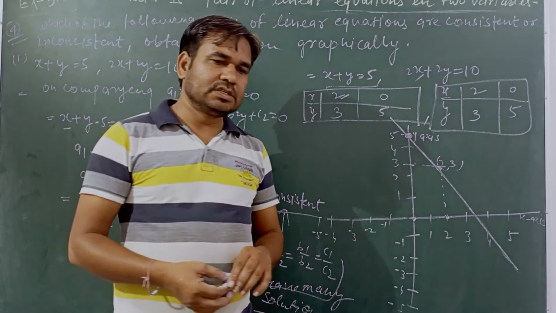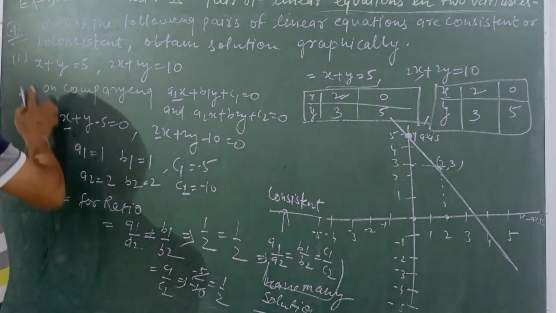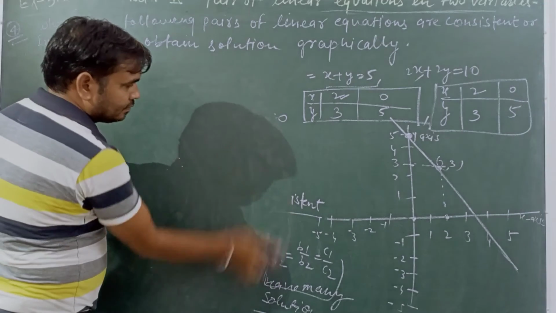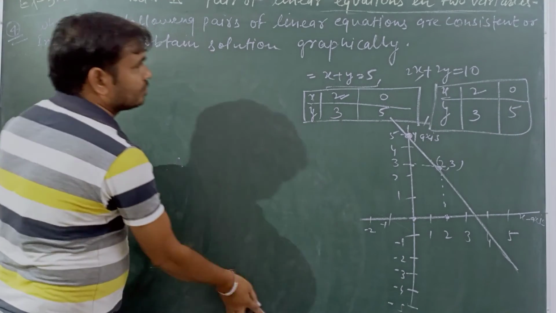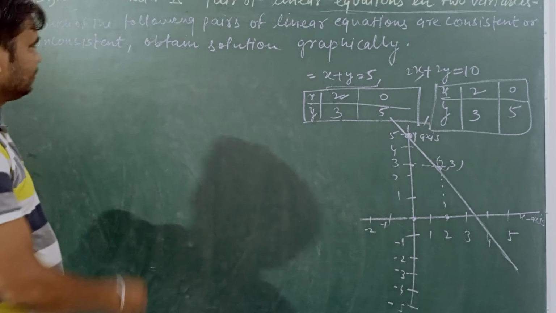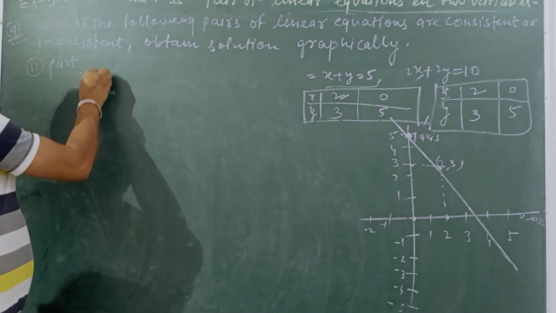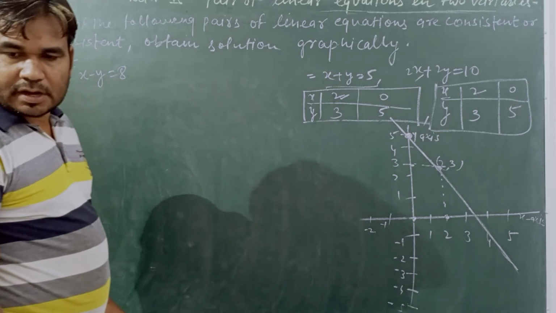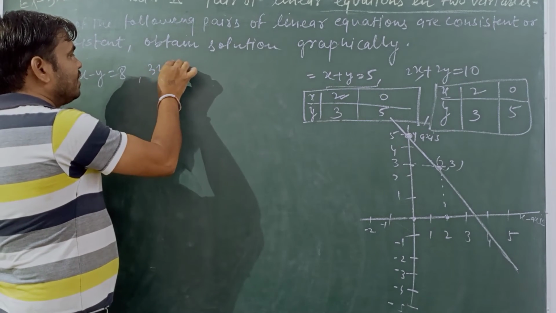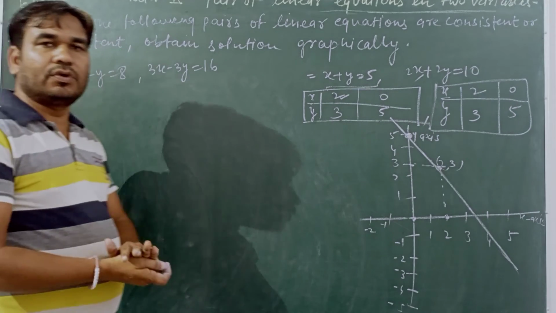Let me take the second part. We take x minus y equal to 8 and 3x minus 3y equal to 16. So this is the second part of question number 4, students.